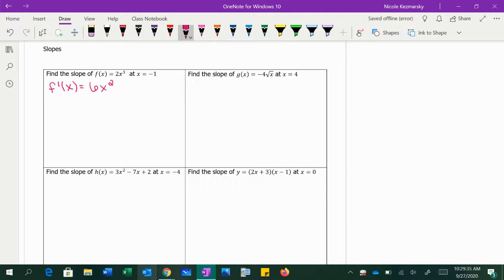Then to find the slope at x equals -1, I'm going to find f prime of -1. Since I have a function definition of my derivative, I'm just going to plug in -1 and end up with 6 times 1, which is 6. So this is my slope. It's my derivative, but it's also my slope.